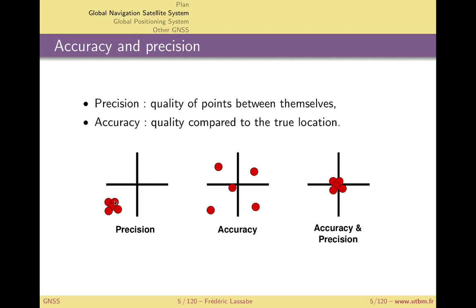Then the accuracy is the quality of the location estimate compared to the true location. So here we have the true location and we have some estimates. So this one is accurate, these ones are not that much accurate. They are far from the real location. And what we aim to achieve with a positioning system is to have both accuracy and precision, so the points are grouped near the real location. So that's a good positioning system.